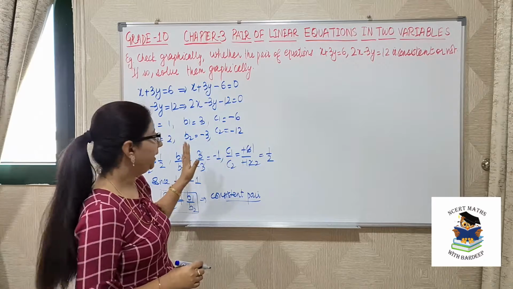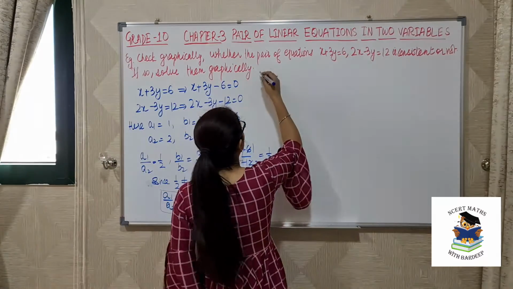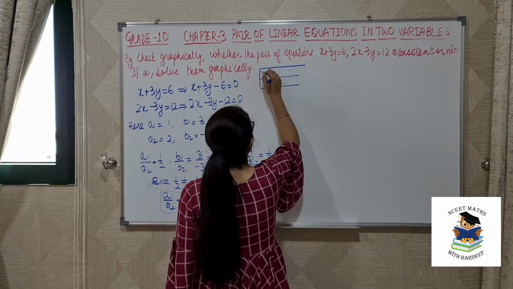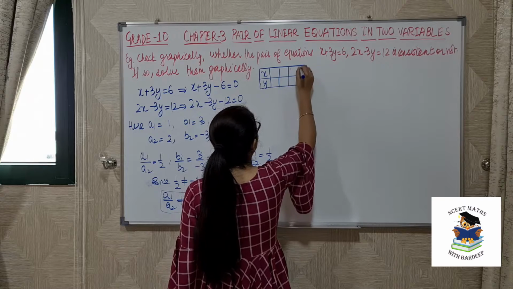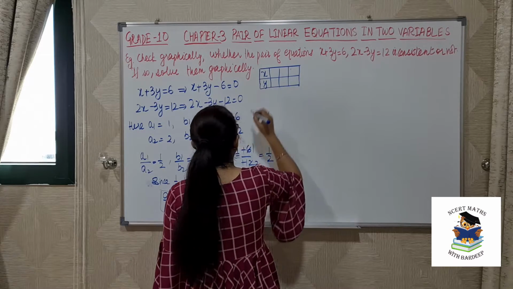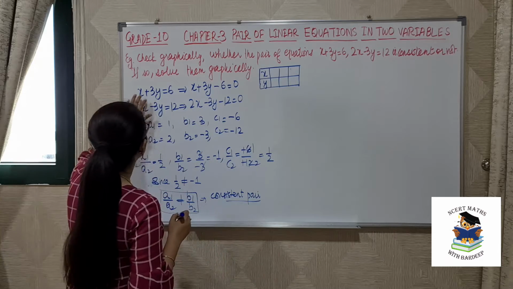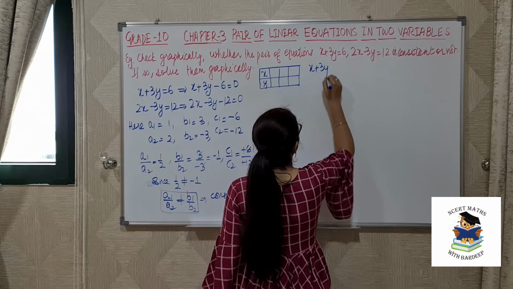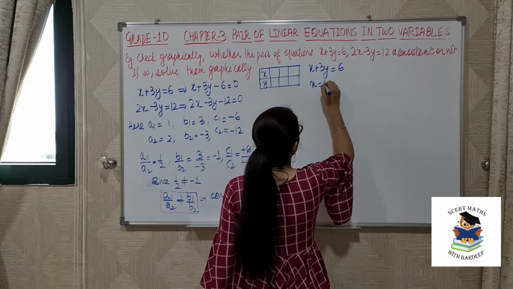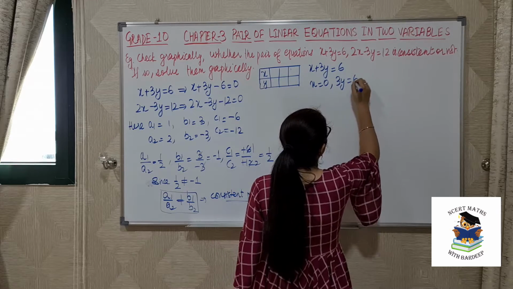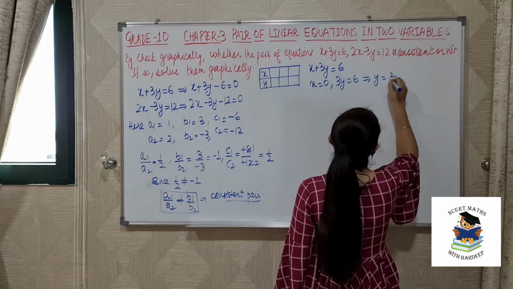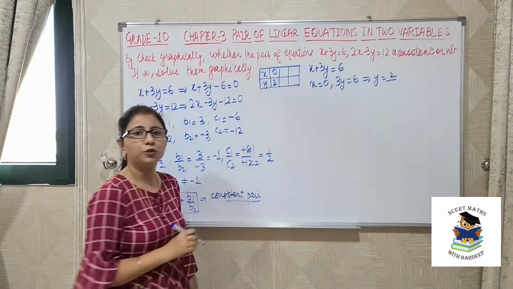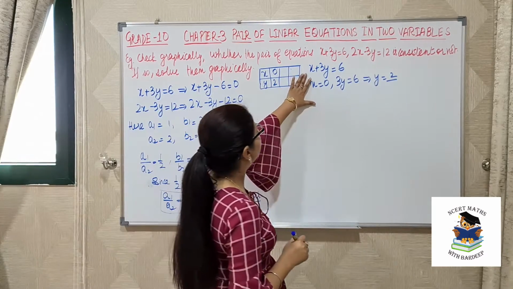First, we will make a table for each equation, which you already know how to make. Let it be x, y, and any 2 or 3 points you can find. So the first equation is x plus 3y equals 6. Put x as 0, then 3y equals 6. And what is the value of y then? 6 by 3 is 2. So the first point is 0 and 2. Next, let's put x as 3.